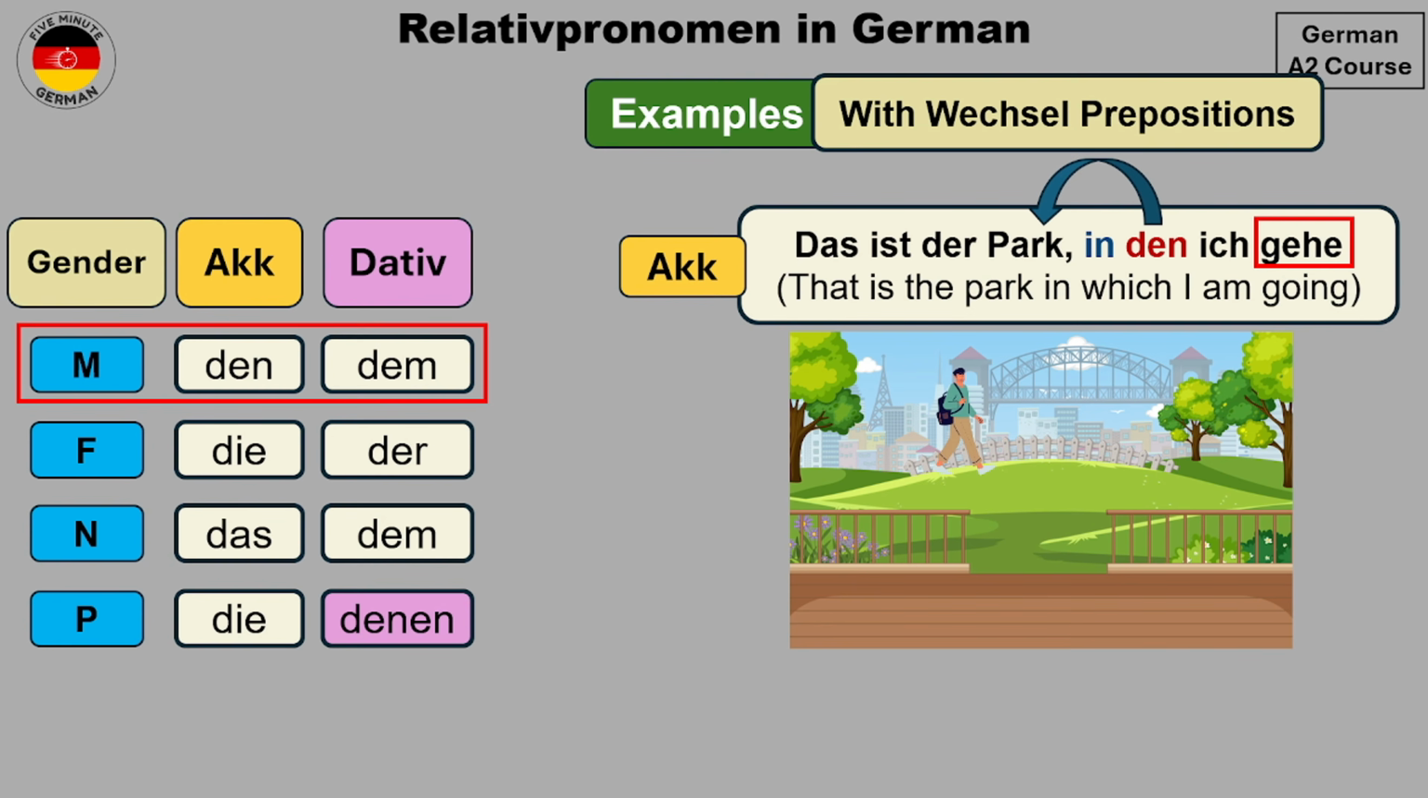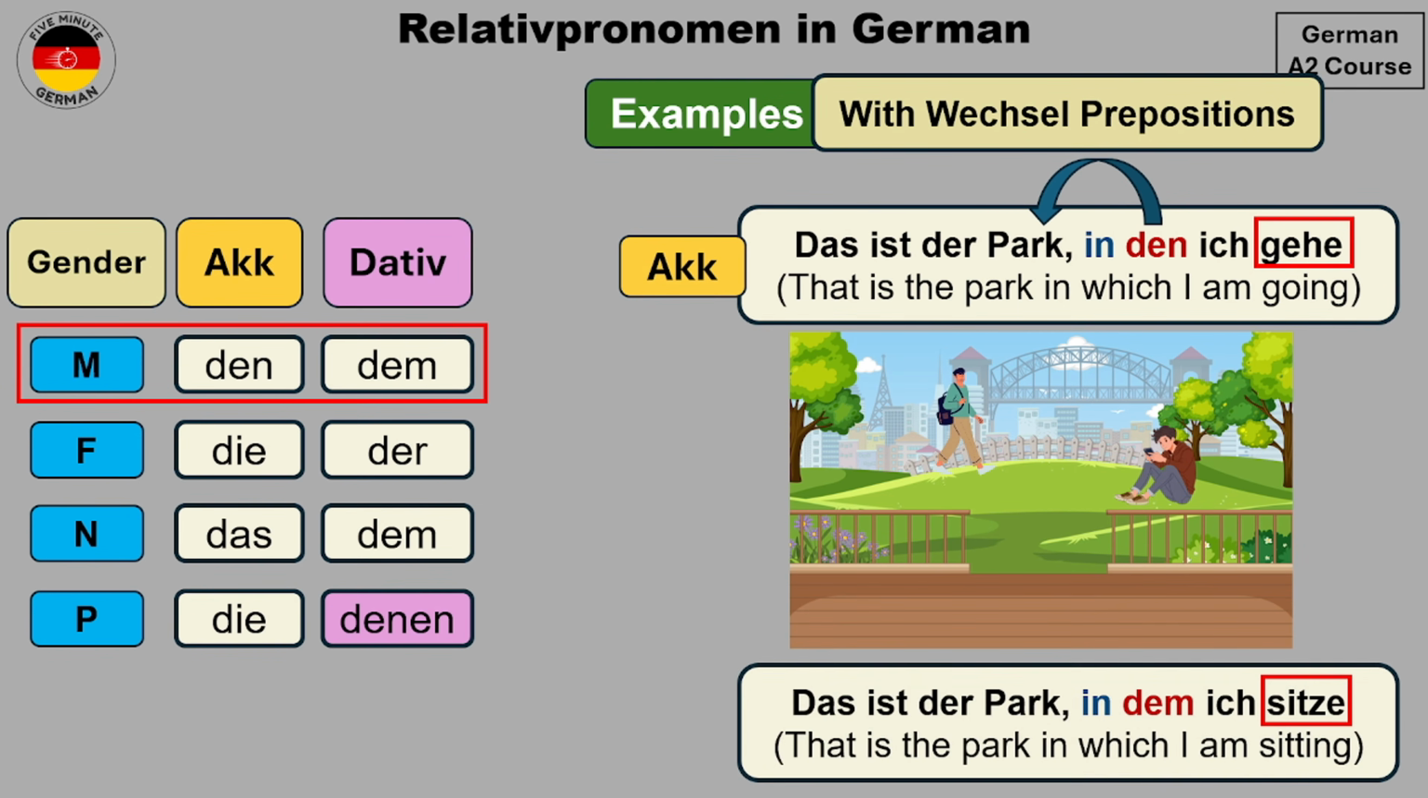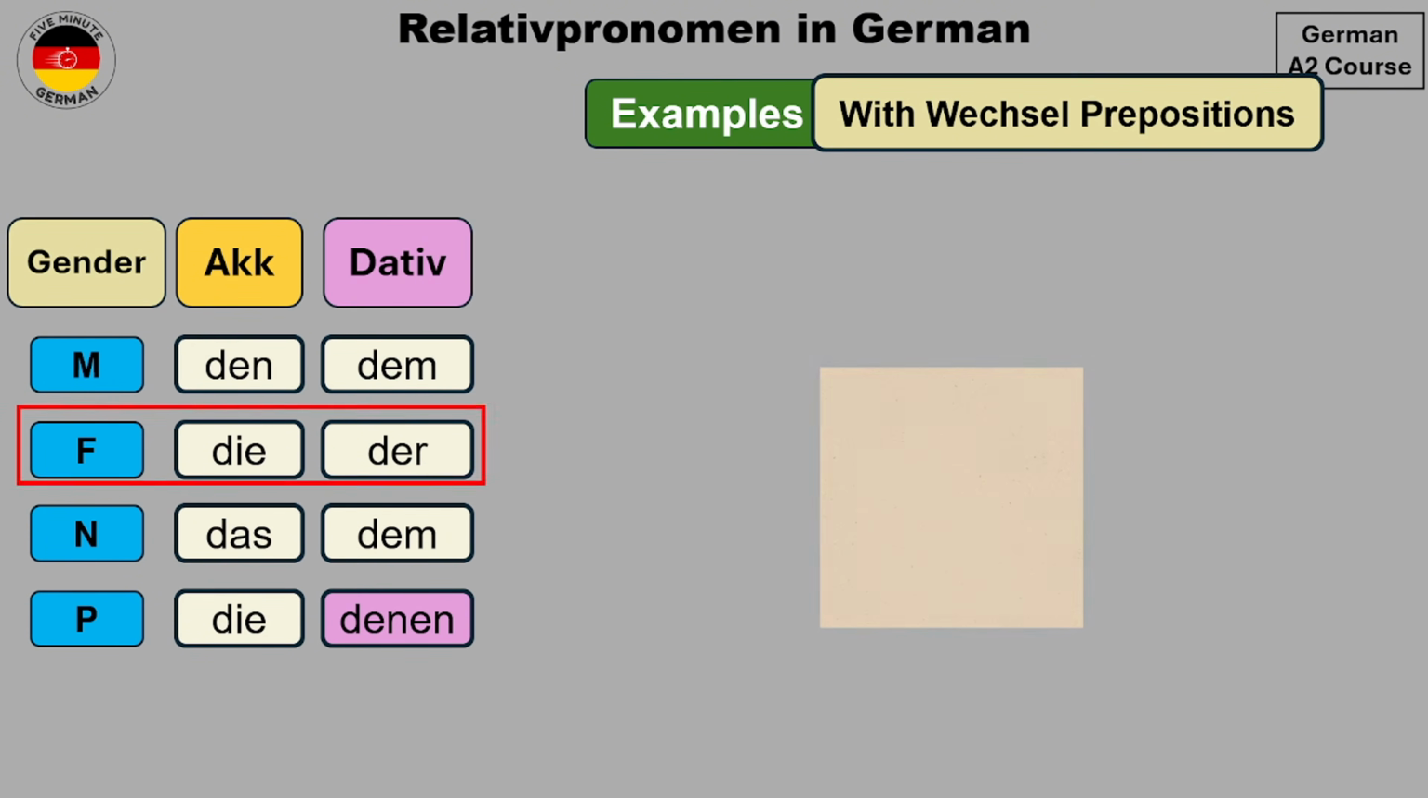Now suppose there is another person who is just sitting inside the park, so there is no movement happening. Then I will describe this by saying, Das ist der Park, in dem ich sitze. That is the park in which I am sitting. So you see, we have used the dative relative pronoun over here, dem, to refer to the park, because there was no movement happening.